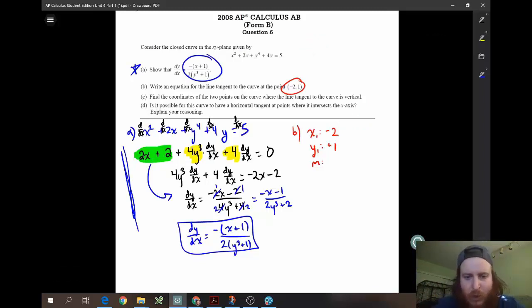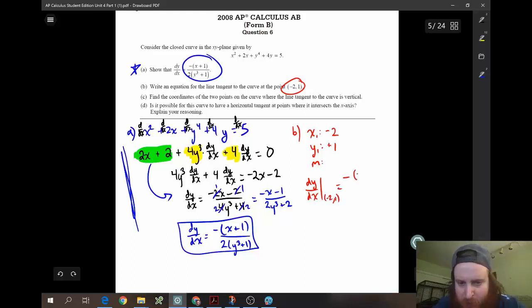So for our m, we actually need to plug in both points. Normally, we just plug x into the derivative, but here we need to plug in both points. So dy/dx, remember we did this towards the beginning of the lesson, at negative 2 comma 1 is equal to negative parentheses, negative 2 plus 1, divided by 2 parentheses, 1 cubed plus 1. Negative 2 plus 1 is negative 1, and then the negative turns it back to positive 1, over 2 times 2 is 4. So our slope is 1/4.